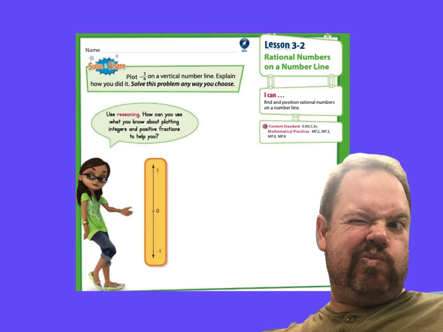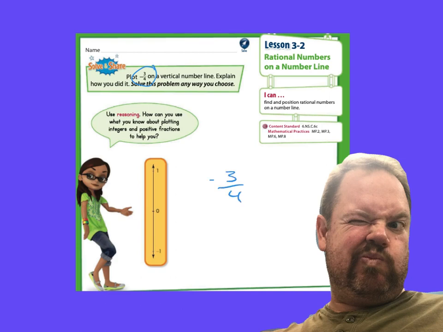Okay, so to start us off, we have to think of our number line from last week. We know that in the middle is the origin, or 0. As we go to the right or up, it's going to be positive, and if we go to the left or down, it's going to be negative. Today's intro problem says plot negative 3/4 on the number line. So we need to put down negative 3/4.